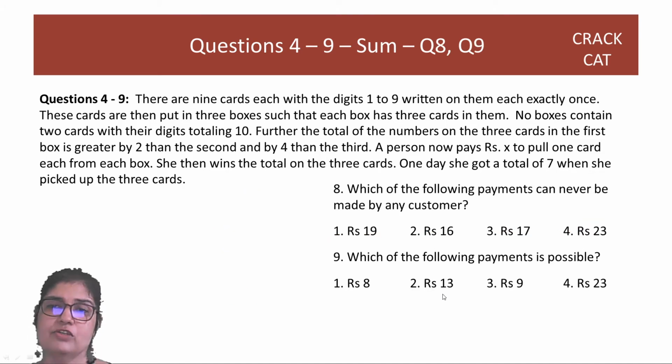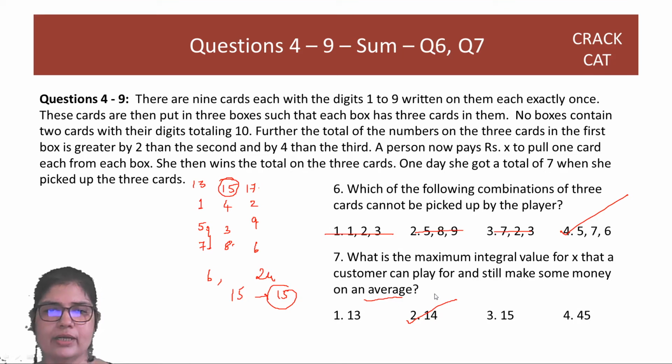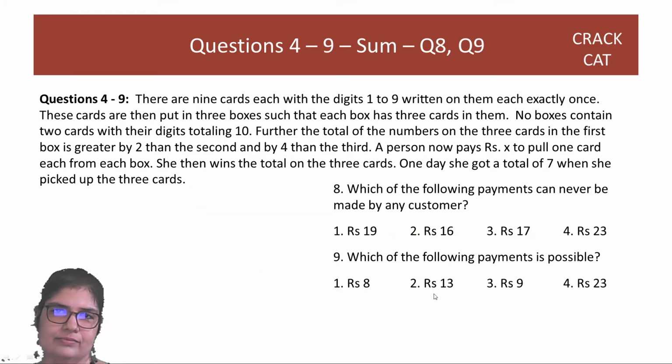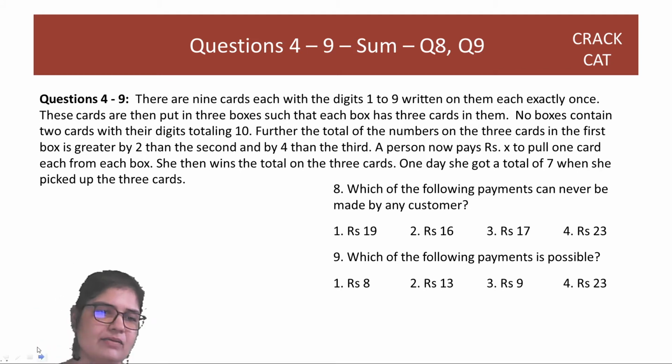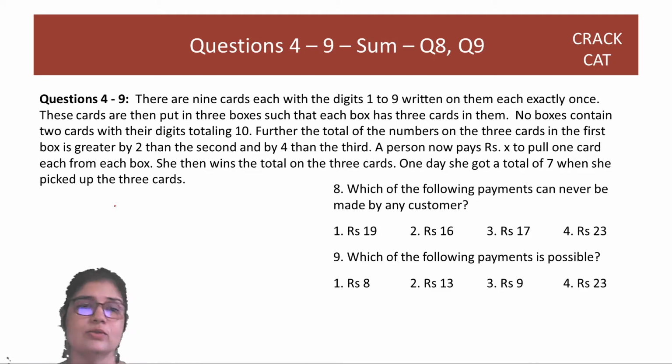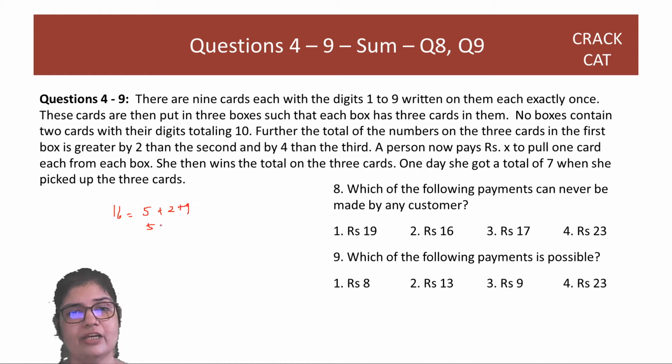8th question. Which of the following payments can never be made by any customer? Okay, so now already, guys, see, you know कि 24 तो बन सकता है. Correct? If you see the other numbers, 19, 16 and 17, first of all, 16 जैसा टोटल ही मैं कितने तरीकों से ला सकती हूँ? I can get 16 total as 5 plus 2 plus 9, as 5 plus 3 plus 8, and then I'll have to check for each of them.